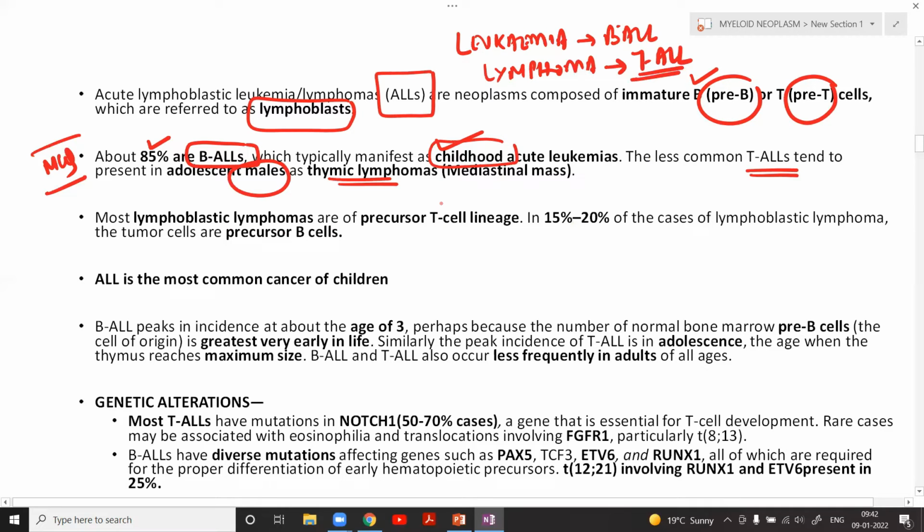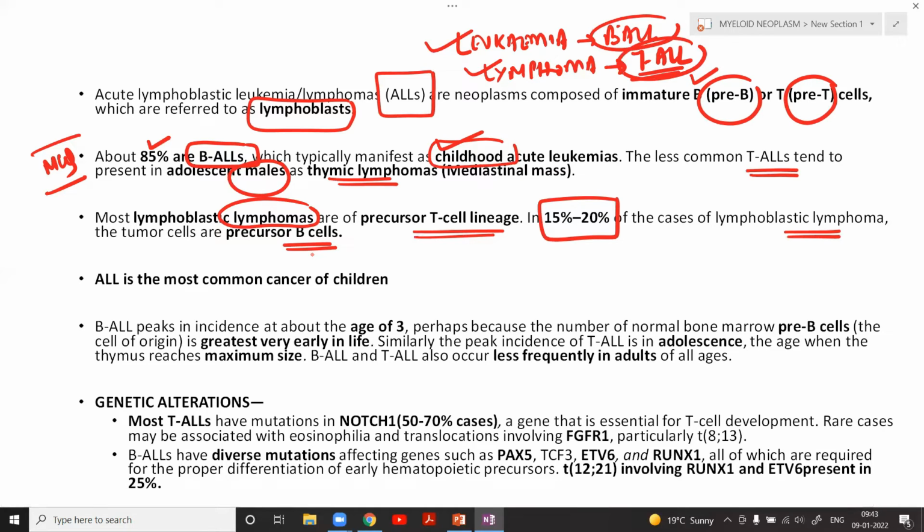Now, most lymphoblastic lymphomas, as I told you, when I'm speaking about lymphomas, not leukemias. Leukemias, mostly they are B-ALL. If I'm talking about lymphomas, then lymphomas are basically T-ALL. They are of precursor T cell lineage. Only around 15 to 20% of lymphoblastic lymphomas are of precursor B cells. So remember, if I am speaking about leukemia, the most common becomes B-ALL. If I am speaking about lymphoma, then the most common becomes T-ALL. And just remember, ALL, acute lymphoblastic leukemia, is the most common cancer affecting children. And the peak incidence of B-ALL is at the age of around 3 years.